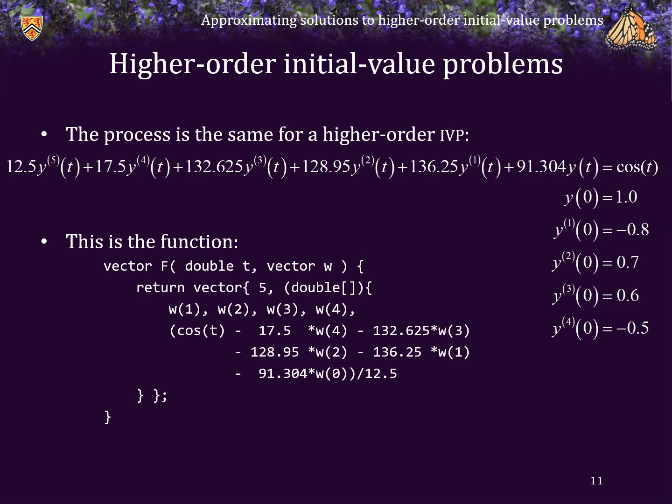So what we have to do is bring everything to the other side and isolate the fifth derivative. So that's what we see there. We see cos of t minus 17.5 times w4, that is the fourth derivative, minus 132.625 times w3, which represents the third derivative, and so on and so forth. And finally, we must divide all of that by 12.5, the coefficient in front of the fifth derivative.